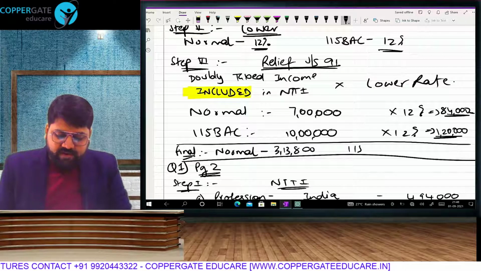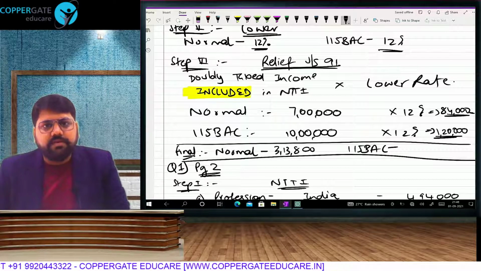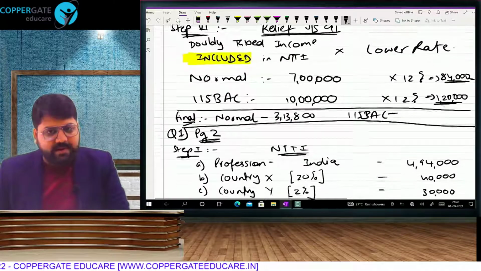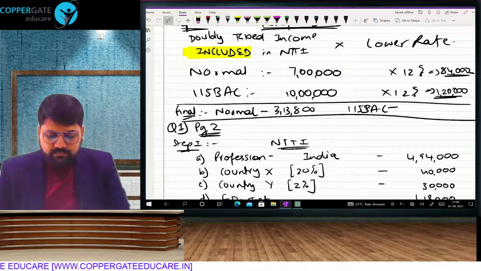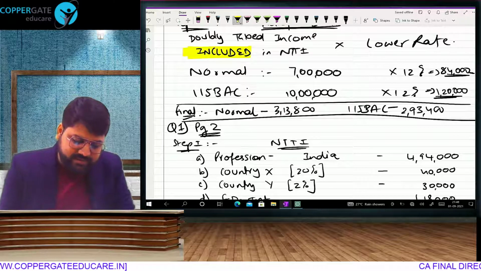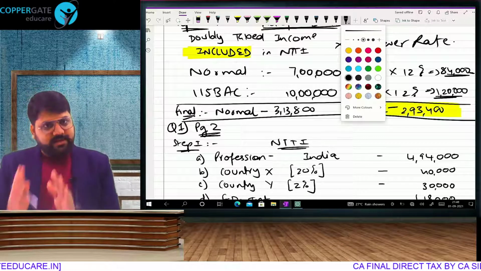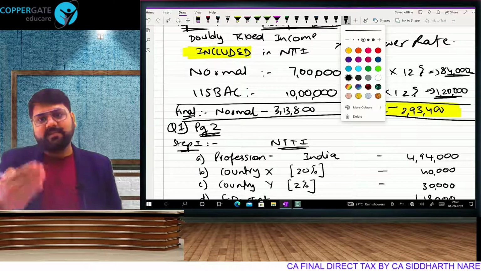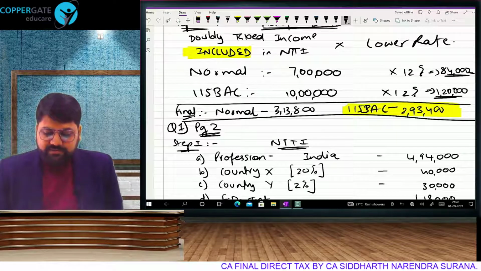And as per 115BAC, what was your tax liability without relief? 413,400, no? Minus 1,20,000. 293,400. Do you realize this amount, which was higher all throughout the question, ultimately ended up being lower of the two, because if the tax was higher, the relief was also higher, and thus finally this is the lower and this will be our tax liability.